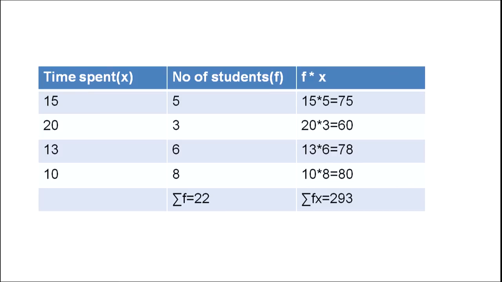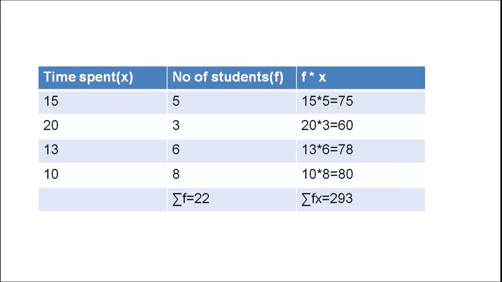In this case, we'll write the given data in a tabular column, which consists of three columns. The first column will be written as time spent, and it is denoted by the variable x. Number of students will be represented by the variable f. And in the third column, we need to find the product of number of students and time spent. That is why in the third column, it is given as 15 into 5 equals 75. For the second row, f into x becomes 20 into 3 is 60. For the third row, f into x becomes 13 into 6 equals 78. And in the fourth row, it becomes 10 into 8 equals 80.